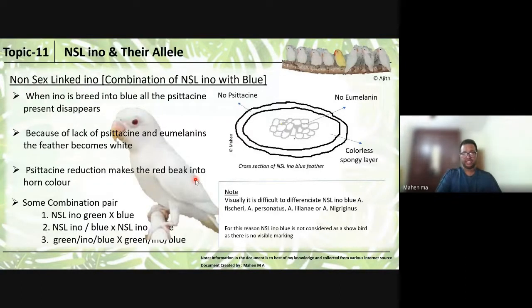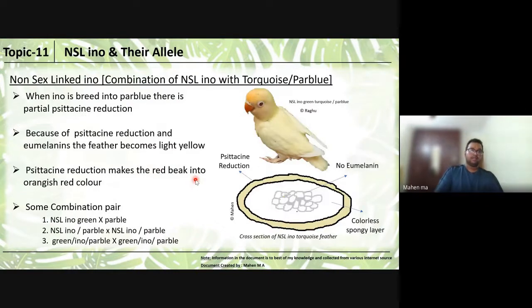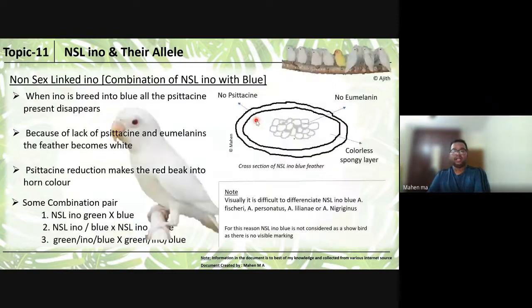But yes, definitely Inos have very good commercial value. So nothing wrong in keeping Inos. Now when we combine Inos with turquoise or parblue, here what happens is when it is bred into parblue, there is a partial psittacin reduction. In albino there was complete psittacin reduction. The albino blue is always called a complete psittacin reduction. There is no psittacin, so that is why it has become white.